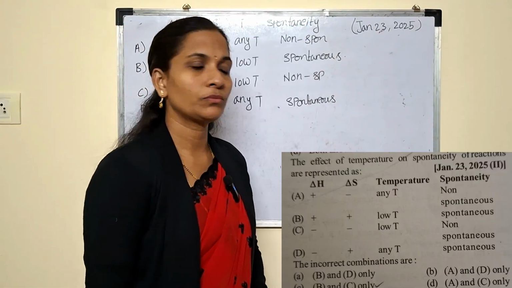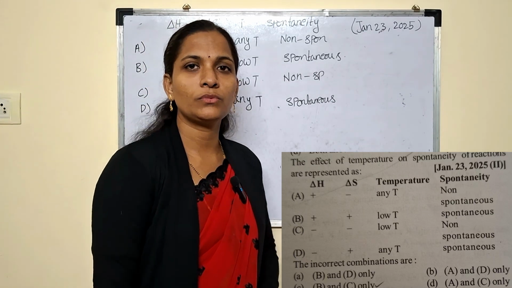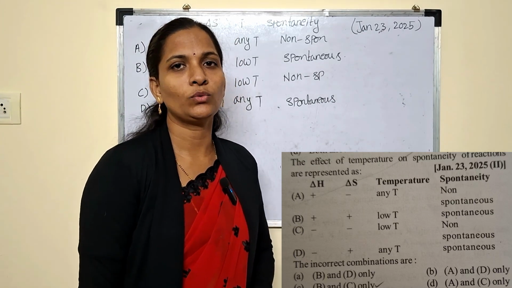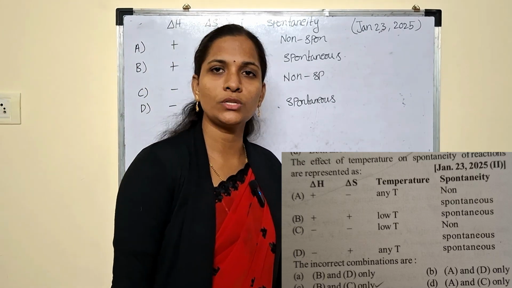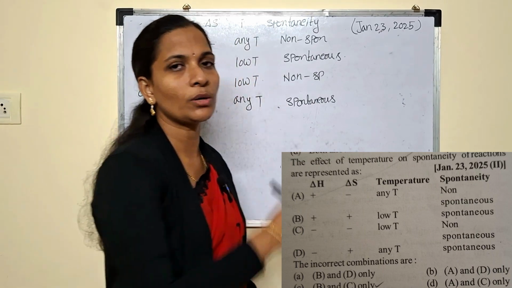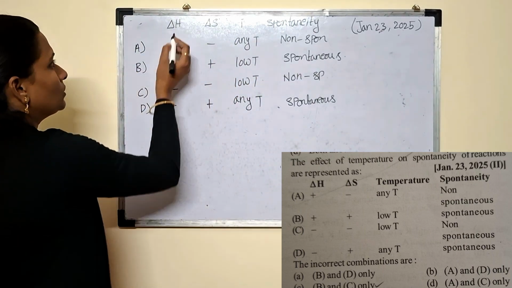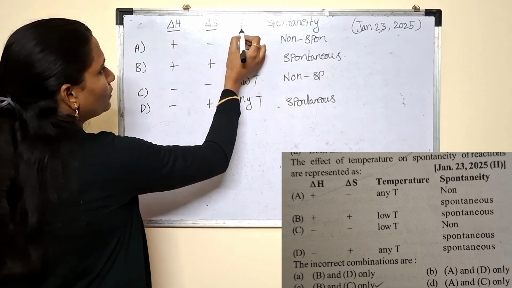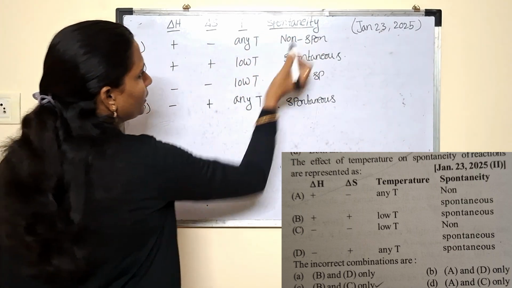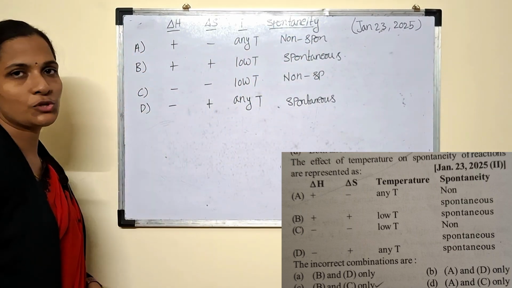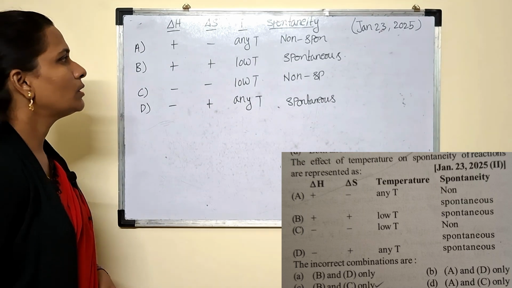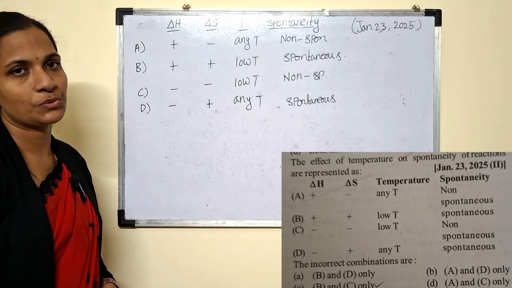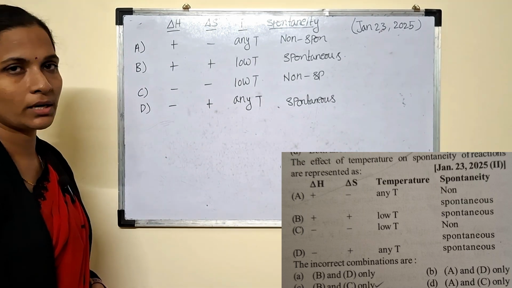Good morning, students. Today's question is from January 23, 2025, and this question belongs to thermodynamics. So now coming to the question. Here are delta H values, delta S, temperature, and spontaneity. They have given four options. Among these four options, we have to find which statements are correct and which are incorrect.